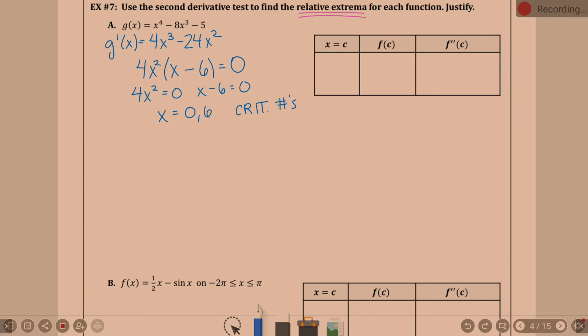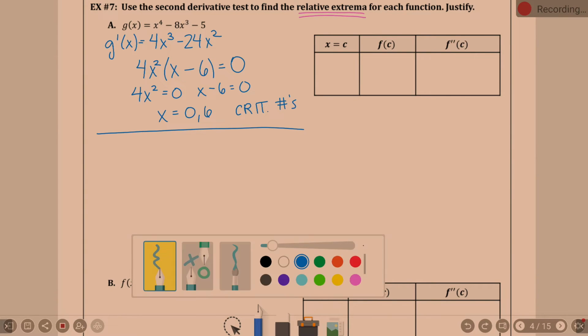Okay. So, second derivative test. If we were doing first derivative test, we put these on a line and we test the first derivative in between them, right? Figure out where they're increasing or decreasing and go from there. The idea with second derivative is we want to look at what's happening at their second derivative. So, what is my second derivative?